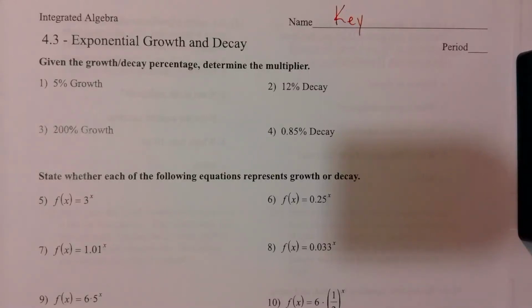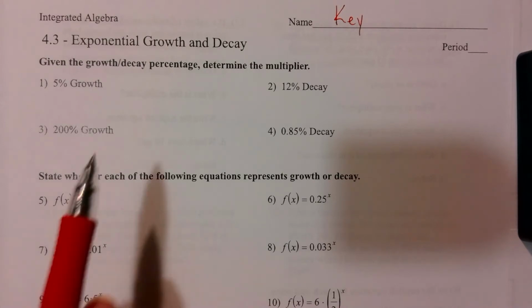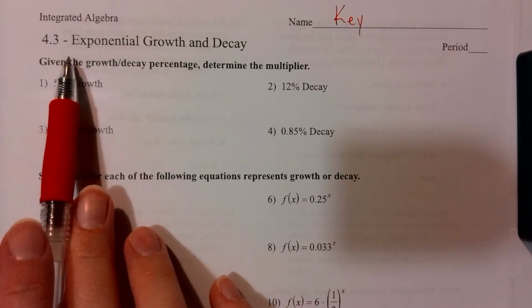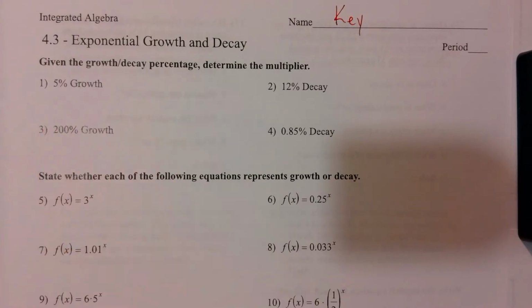Hey everyone, I thought I'd jump in and do some reviewing. This is a worksheet that I just searched online and found. It was for integrated algebra, 4-3 exponential growth and decay. So it's not one that I made, but one that I found online. I thought it'd be a useful review.